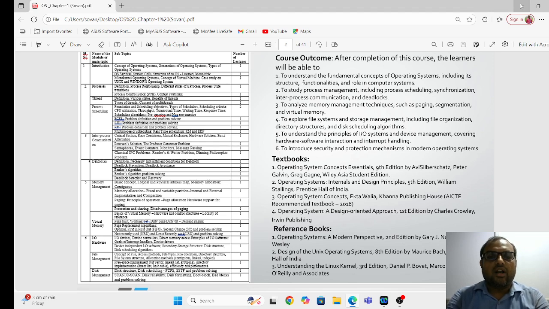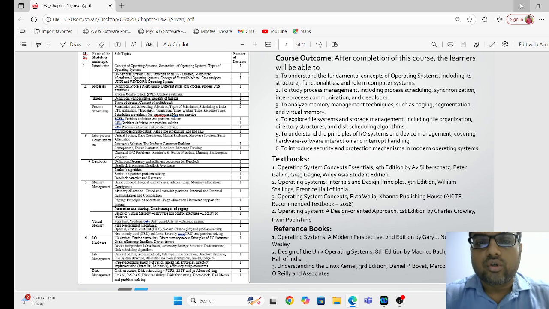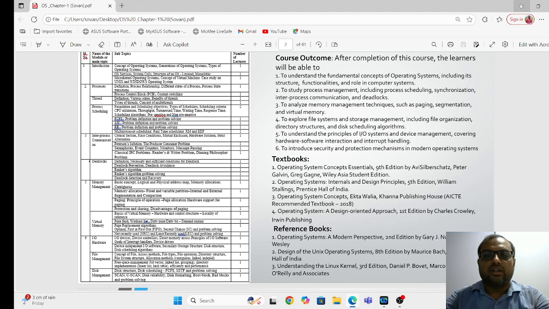After learning the course, students are able to understand the concept of operating systems, the basic structure of operating systems, the functionality, and computer systems. After that they can learn about process management and memory management. In the process management system, they can understand what a process is, different types of process scheduling algorithms, synchronization, how to synchronize processes, and deadlocks.